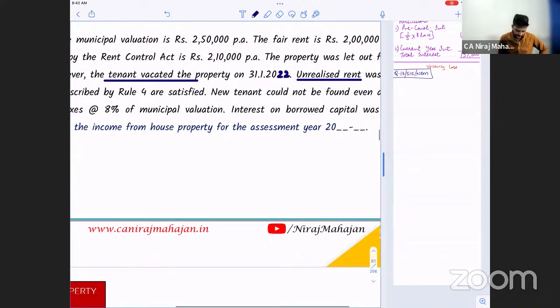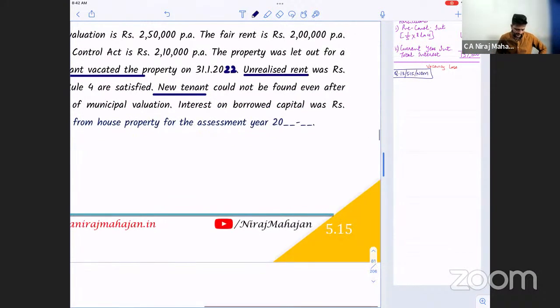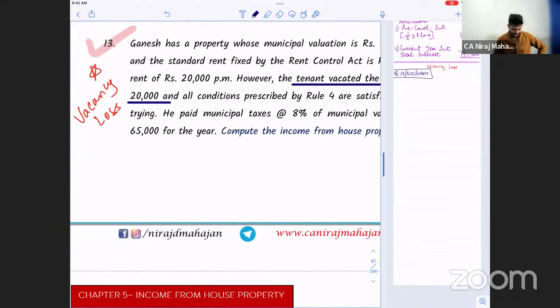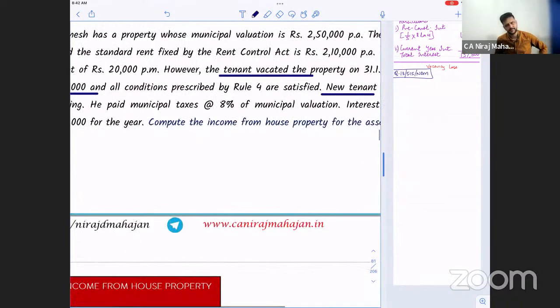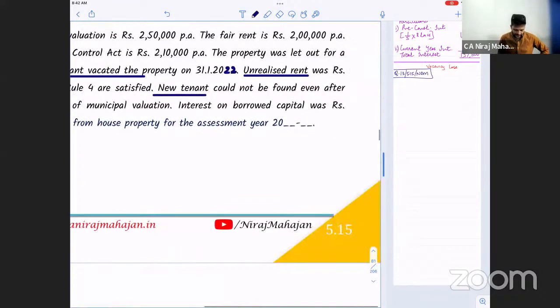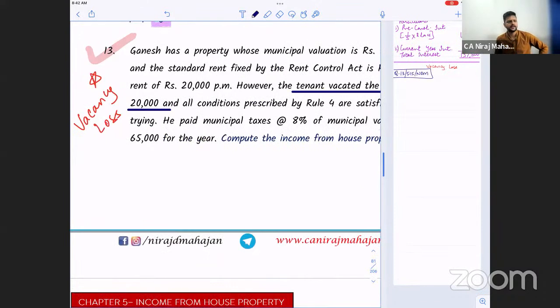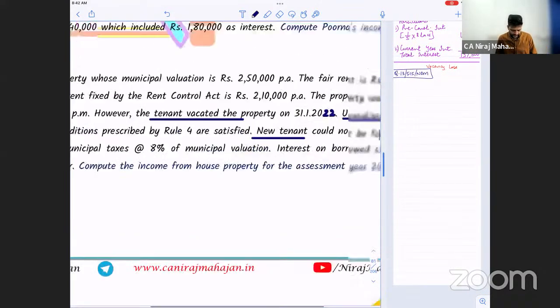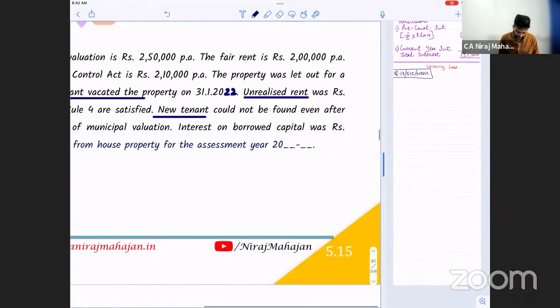Now pay attention. New tenant could not be found even after trying. Obviously Ganesh, the assessee owner, paid municipal taxes at the rate of 8%. We always know percentages of municipal valuation. Interest on borrowed capital 24B is 65,000 for the year. Compute income from house property for AY 23-24.